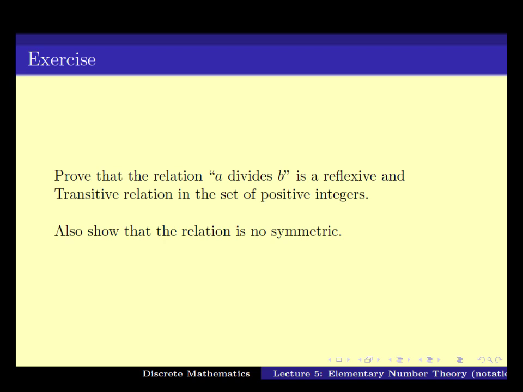Now here is a small exercise. Namely, for the relation a divides b, prove that it is reflexive and transitive. Also show that this relation is not symmetric. This will also help you understand the notion of relations that we have described in a previous video better.